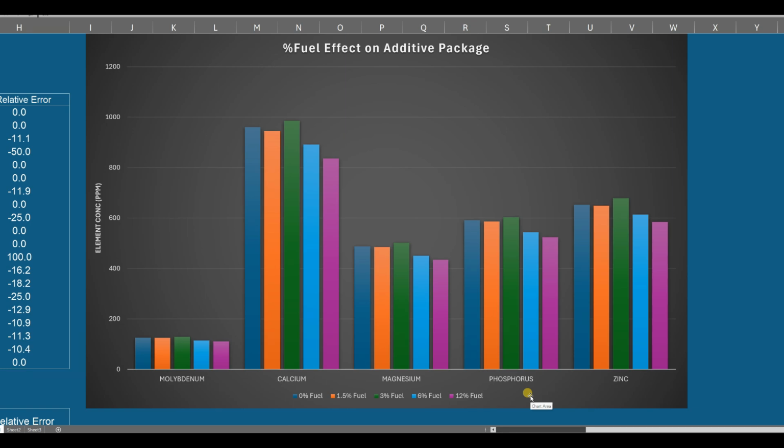But the good news again is that the additive package is quite robust. So if you have severe fuel dilution, rest assured that, at least I believe, your additive package will still be helping protect your engine.